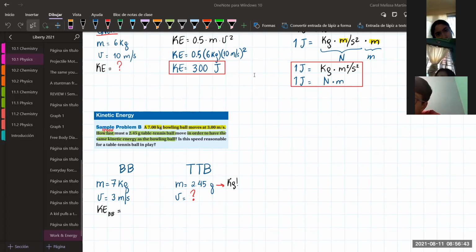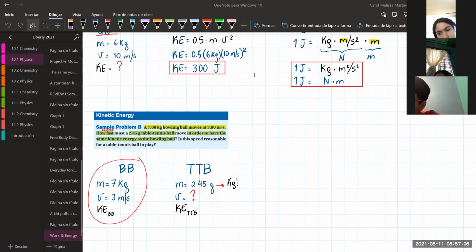it's going to be the exact same kinetic energy as the table tennis ball. These are going to be the exact same, okay? Because it says in order to have the same kinetic energy. So that will be an implicit given. So, because here I have more information, I'm going to use this equation to get the kinetic energy.